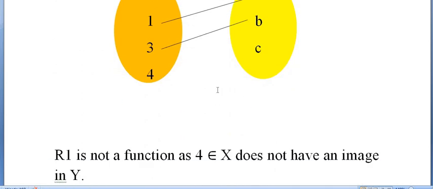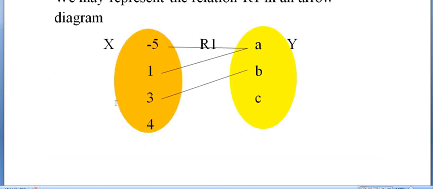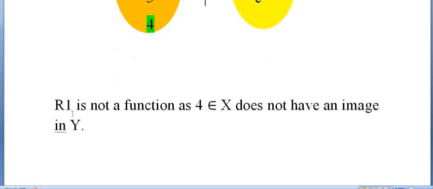But see in this picture, in set X, we have already studied that all elements must have an image. Here minus 5 has the image, 1 has the image, 3 has the image, but see, this 4 does not have an image. So R1 is not a function. We have to write it. After doing all this arrow diagram, we have to finish it. What do we have to write? R1 is not a function, as 4 belongs to X, but it does not have an image in Y.